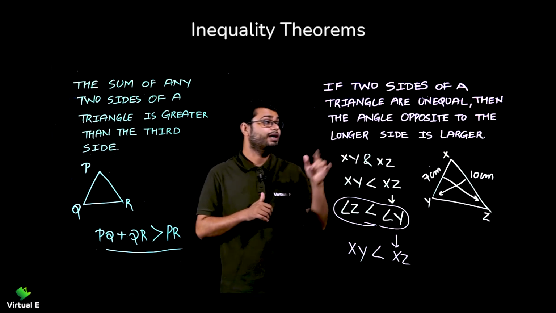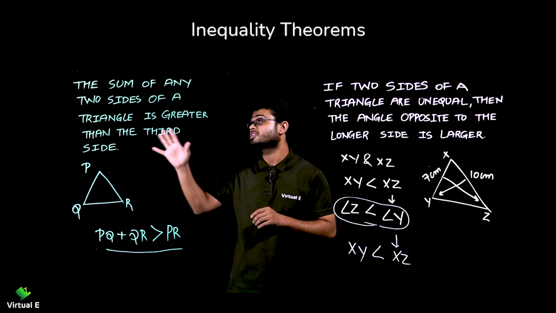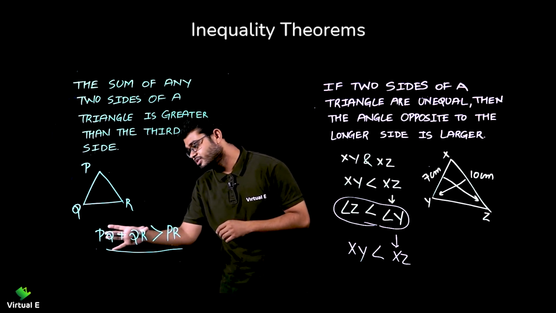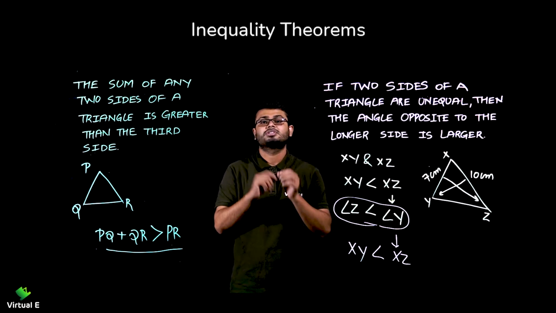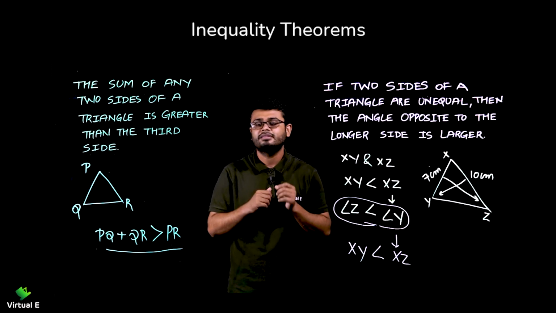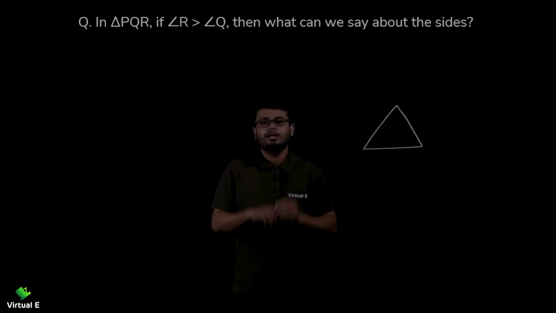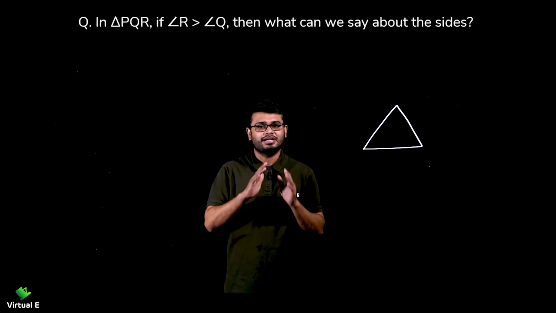So these are the two inequality theorems. First, if you have the larger side, the opposite angle is the larger. And the second one, the sum of two sides of any triangle is greater than the third side. You add any two sides, the answer should be greater than the third side. So these are the two inequality theorems of the triangle. Now let's solve a few problems, starting with the basic understanding of the theorems that we discussed.